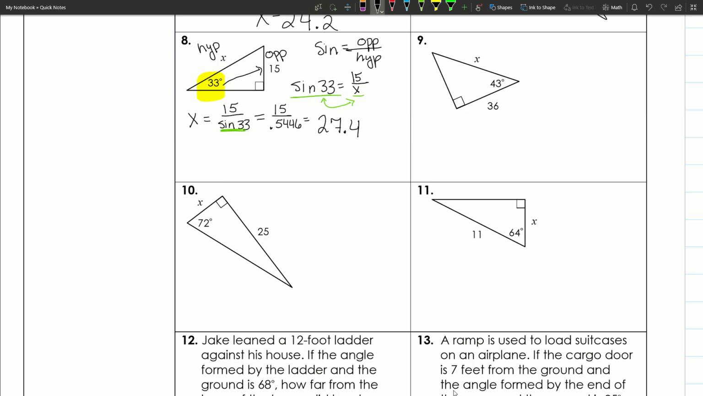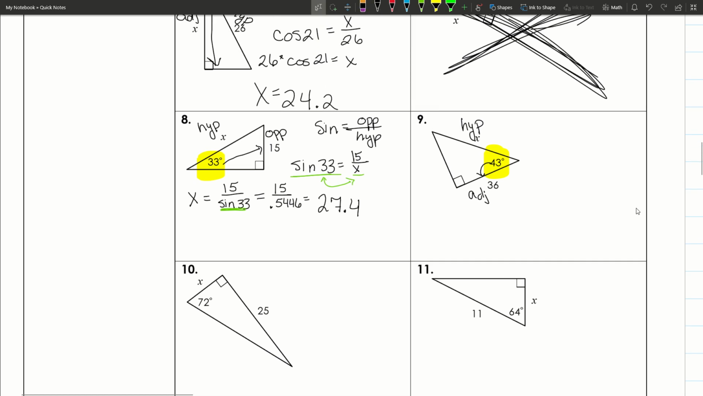Let's do 2 more examples. Number 19, I know that my hypotenuse is my x. And looking here at angle 43, 36 is right underneath it, so this is my adjacent. Hypotenuse and adjacent is going to be our cosine function. So we would have cosine of 43 equals adjacent on top, 36 divided by x.